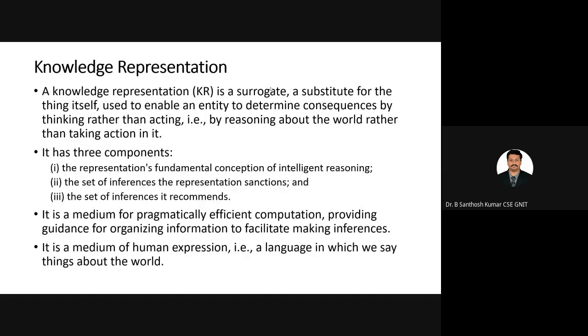In that we are using three components. The first is the representation of fundamental conceptions of intelligent reasoning. The second is the set of inferences the representation sanctions, and the third is the set of inferences it recommends. It is a medium of pragmatically efficient computation, providing guidance for organizing information to facilitate making inferences. It is also a medium of human expression, a language in which we say things about the world. This is called knowledge representation.